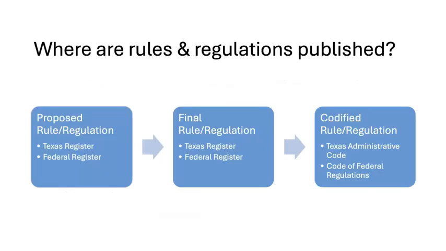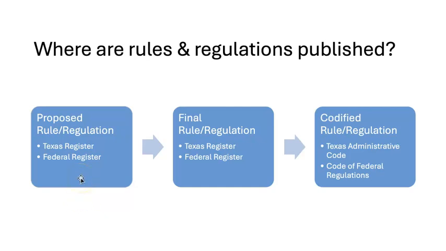So again, where are the rules and regulations published? So different places based on whether we're thinking about federal rules and regulations versus state-specific rules and regulations. So at the federal level, our proposed rules or regulations are published in the Federal Register. Then we move on to our final rules or regulations, also published in the Federal Register. And then ultimately, our permanent version, our codified version, is published in the Code of Federal Regulations.